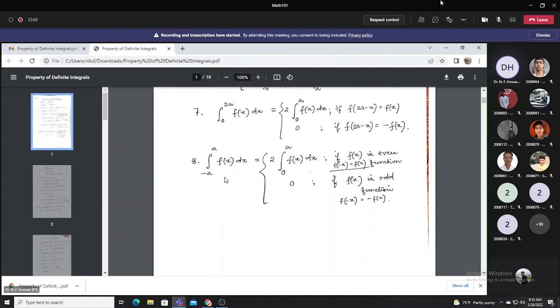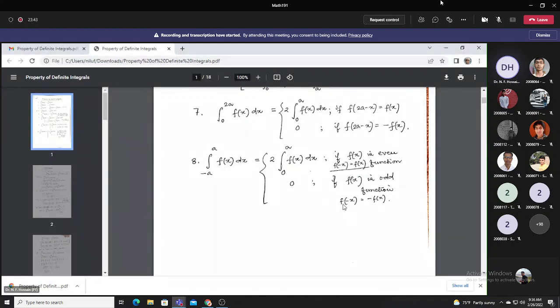Number 8. Integral minus a to plus a f(x) dx will be equal to 2 into integral 0 to a f(x) dx if f(minus x) equals f(x). That means if f(x) is an even function. This is the definition of an even function: if you replace x by minus x and you see that f(minus x) equals f(x), then we can say that f(x) is an even function. So this result will come if f(x) is an even function, and 0 will come if f(x) is an odd function.